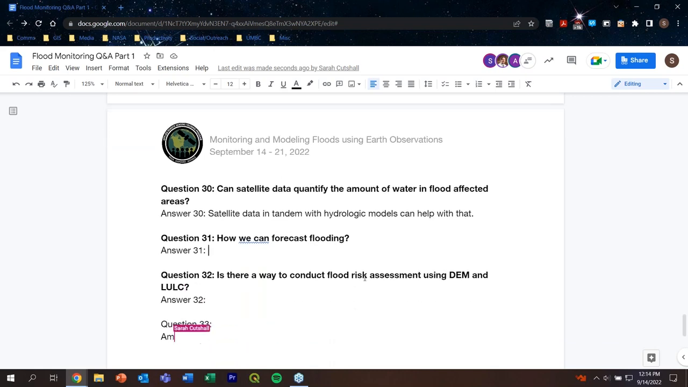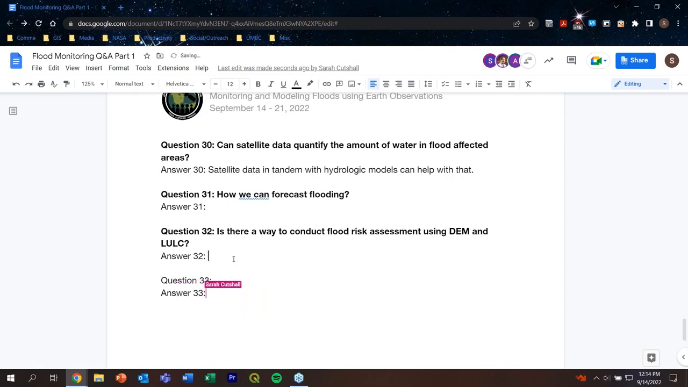Question 32, is there a way to conduct flood risk assessment using DEM and LULC? I believe it's possible, yes. We will try and find if there are any studies like that.